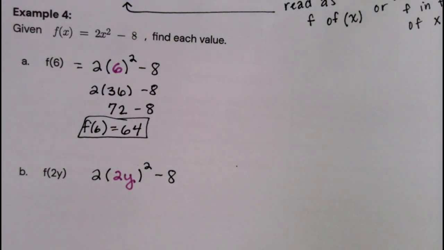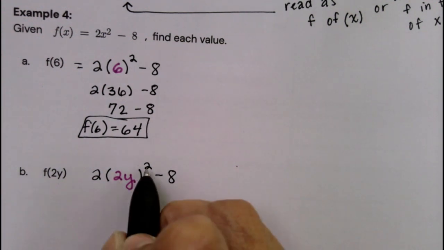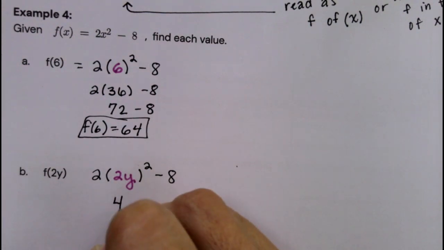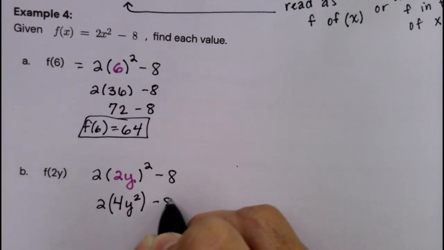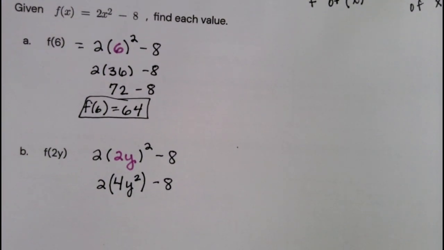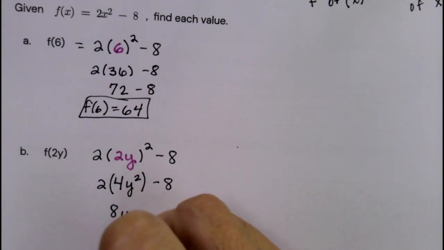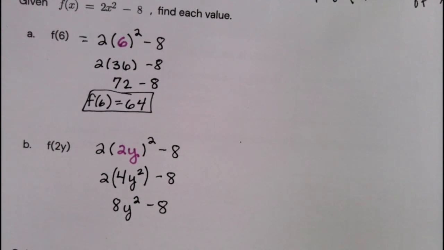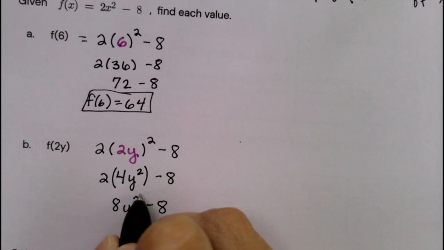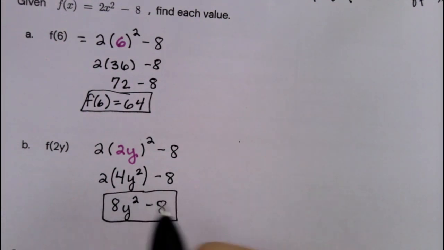Well, what is 2y squared? 4y squared. So I have to square the 2, and I have to square the y. What's 2 times 4y squared? 8y squared. Can I combine 8y squared and 8? They are not like terms, so that is my answer.